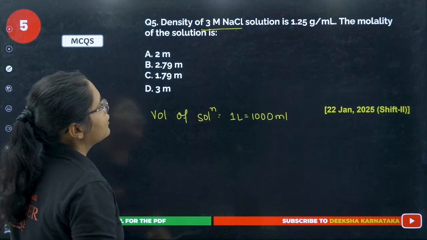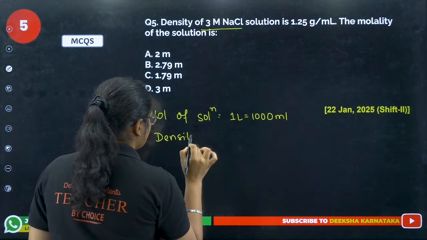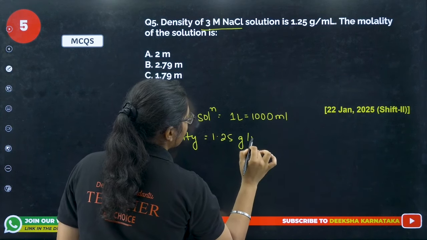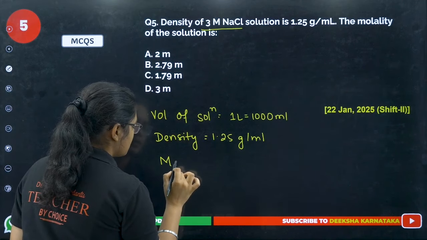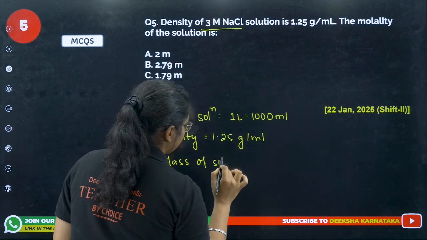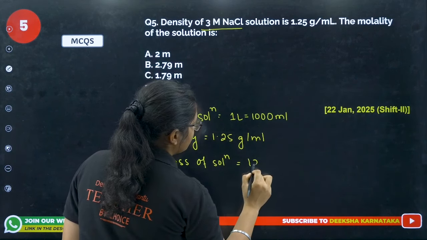Then I have density of the solution. Density is equal to 1.25 gram per ml. Okay, mass of the solution I can calculate from there, right? Mass will be what? Density into volume, so 1250.